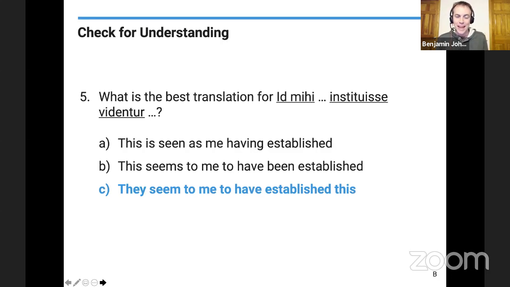So videntur, again, it looks passive. You might think that you should be translating this as the passive form of to see, but hopefully by now you know that video in the passive is better in English as seem. So they seem, that's the they form here. And we're translating the infinitive here like an infinitive, instituisse, to have established this. And the passive form of video is often followed by a dative, and that's the mihi here.